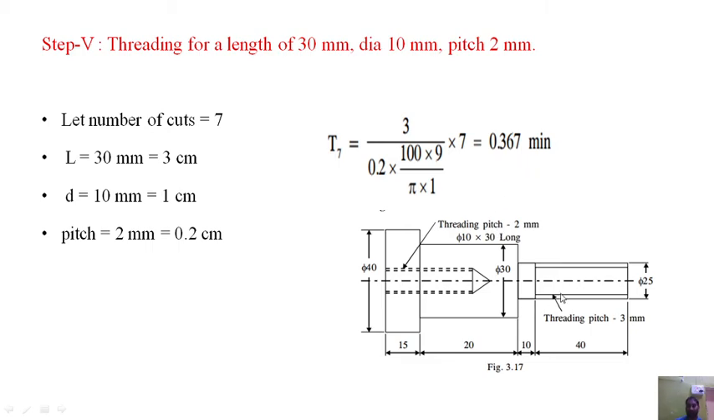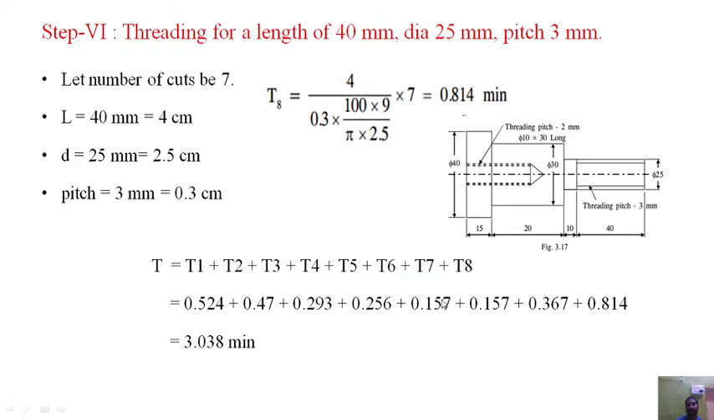Now the only thing left is the external thread. External thread of diameter 25 mm and length of the thread is 40 mm. Pitch is 3 mm. So the number of cuts, we are assuming, because the formula is pitch into 25. So pitch is 3 millimeter, that is 0.3 centimeter, into 25 is 7.5. We are making it 7. You can take 8 also, because 7.5 is in the middle. You can make it to the next greater value, or you can reduce it to the lower value also. So we are making it 7 cuts. You can take 8 cuts also, no problem.